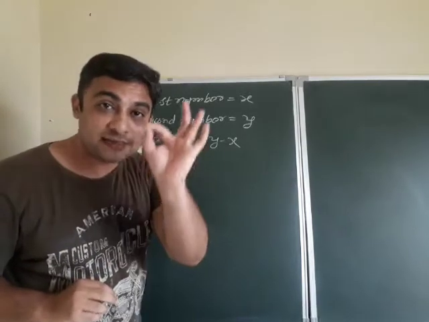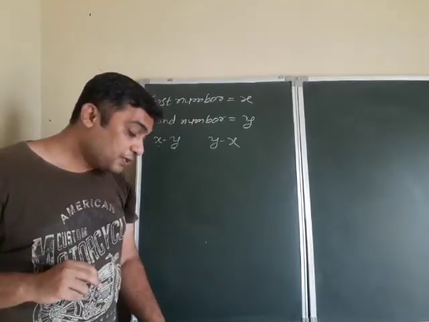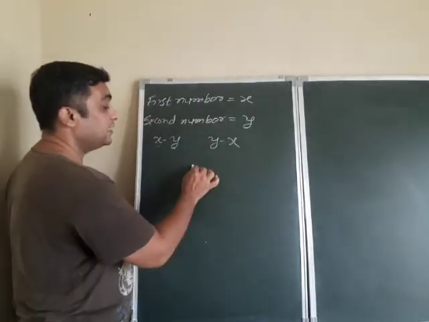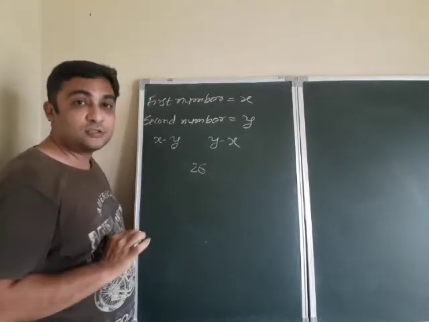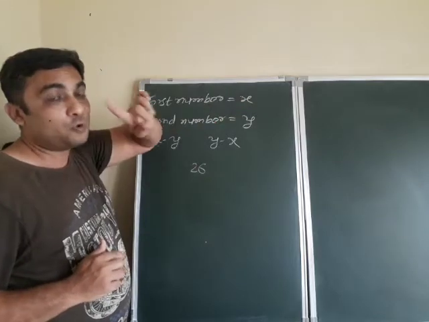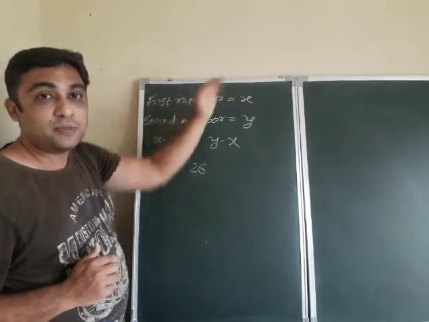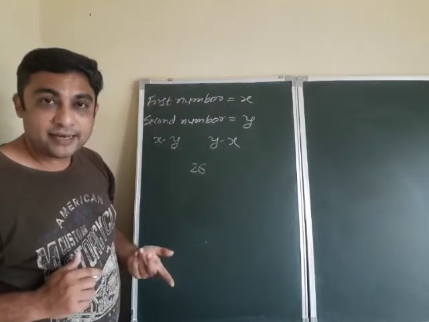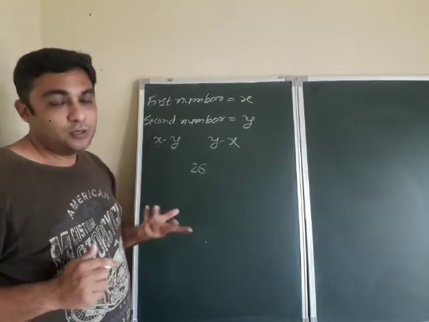But if the difference is given, see here, the difference between two numbers is 26. They have given the difference between two numbers is 26, so this is the positive difference. So when you assume the two numbers, of course one number is greater and the second number is less. Am I right? Maybe they are equal. We don't know.